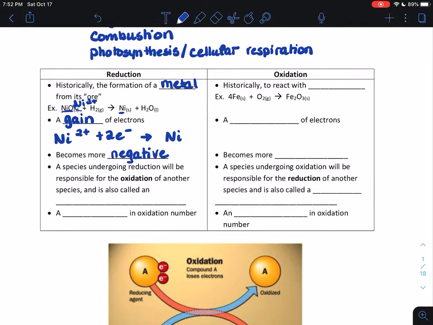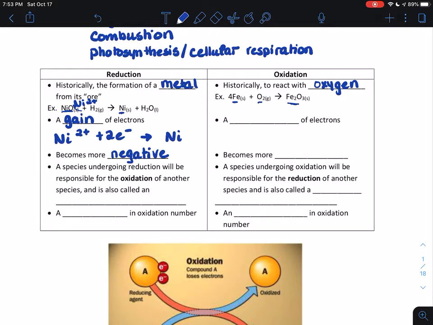Now we're going to look at oxidation. And again, the idea behind it, historically, was to react with oxygen. But you will see with our examples that a lot of other substances can actually cause something to oxidize. So here is the example. So here's iron reacting with oxygen to form rust, Fe2O3, or a kind of a precursor of rust.